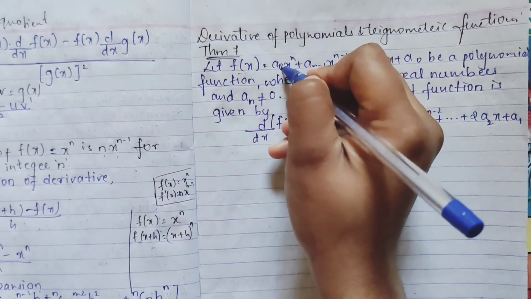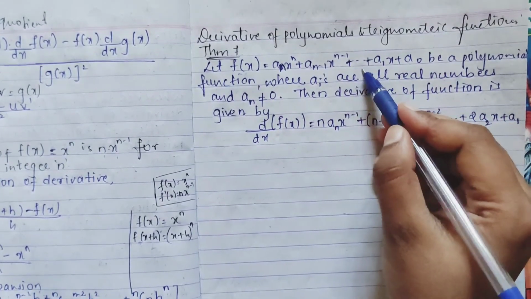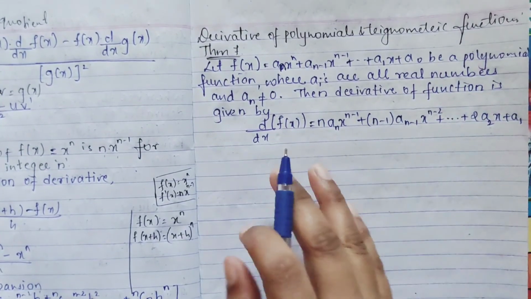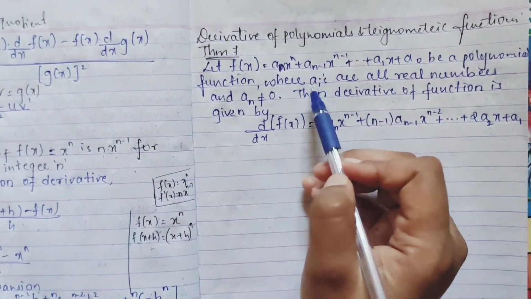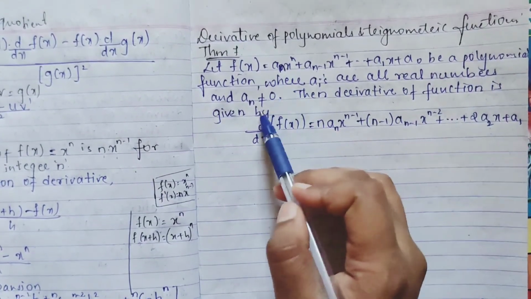This is a n, okay. a n x raised to n, a n minus 1 x raised to n minus 1, a n minus 2 x raised to n minus 2, like this, so on up to a naught, x raised to naught, which is 1 itself. Where these ai's should all be real numbers and a n should not be equal to 0.